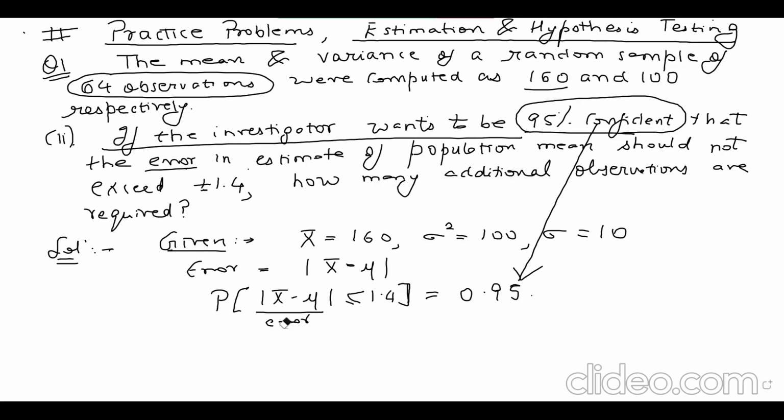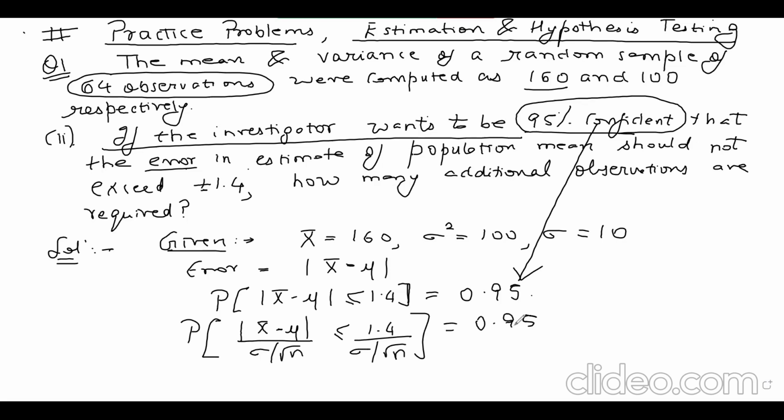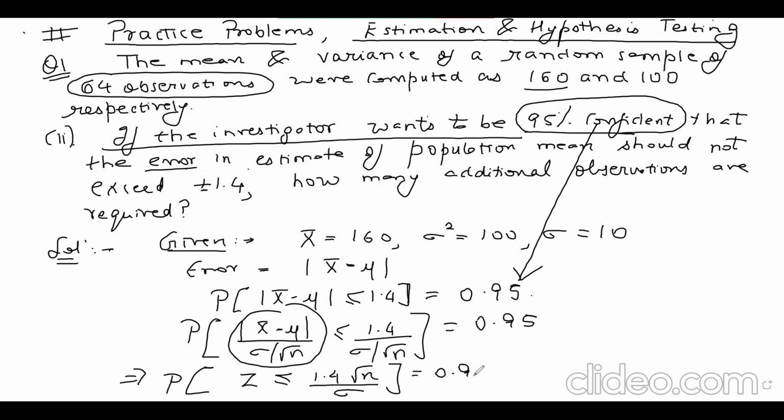So if I standardize on both sides, we know how to standardize. I divide both sides by sigma by root n. So mod of x bar minus mu over sigma by root n less than or equal to 1.4 over sigma by root n is equal to 0.95, which implies probability of Z less than or equal to 1.4 root n over sigma equals 0.95.